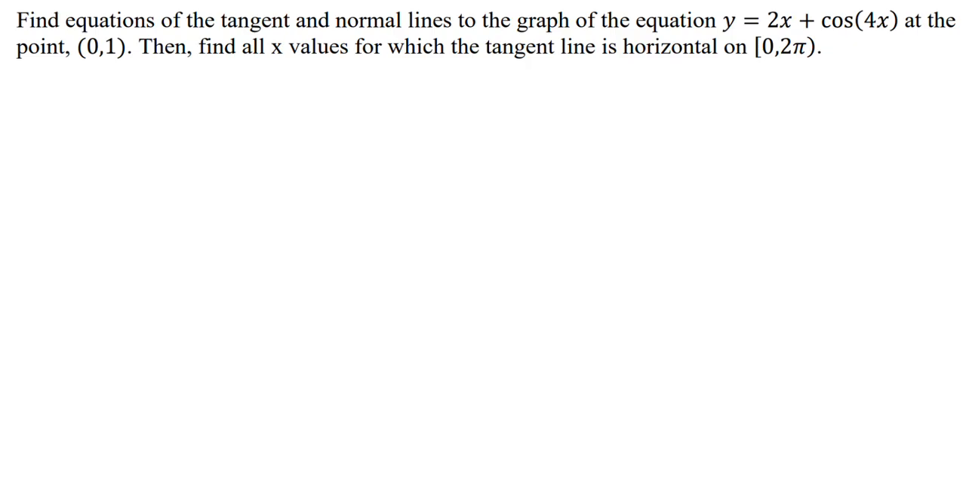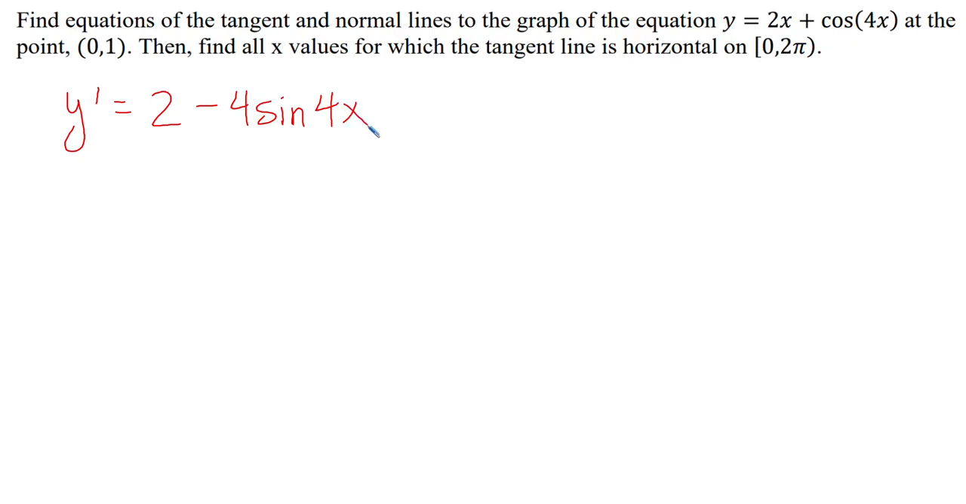For this one, we're going to, again, find the equations of the tangent and normal lines to the function at a given point. And then we're going to find the x values when we have a horizontal tangent line on the interval 0 to 2 pi. So we'll start off with, again, just taking our derivative. So y prime is just going to be 2, and then the derivative of cosine 4x is going to be a minus sine 4x, and then we're going to have to multiply that by the derivative of 4x, so that'll be minus 4 sine 4x.